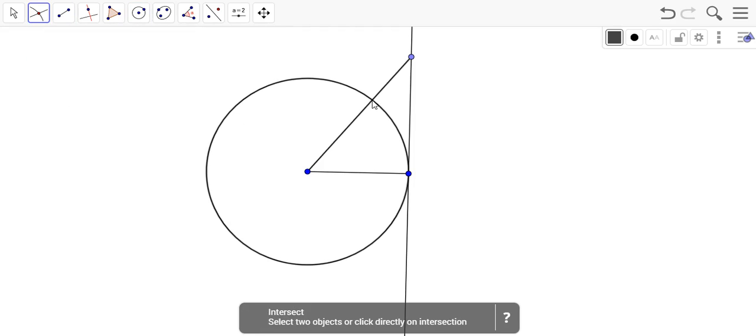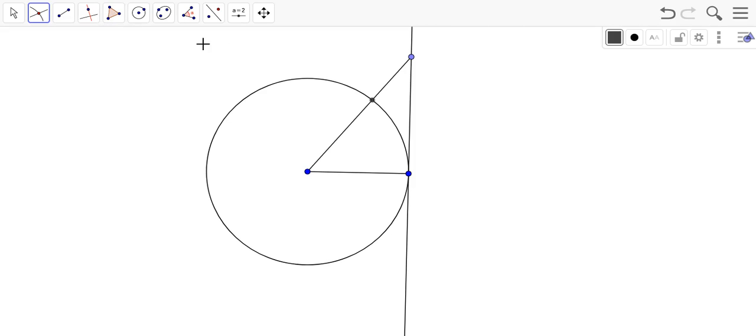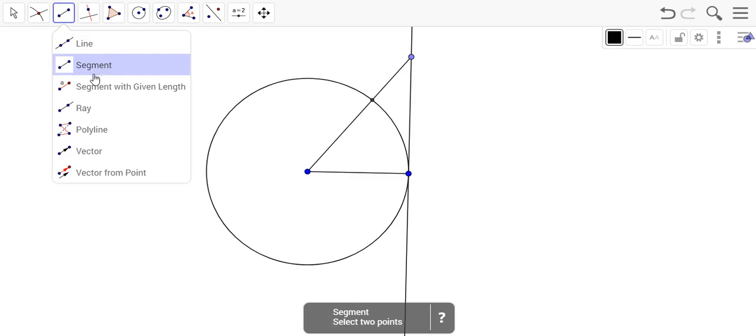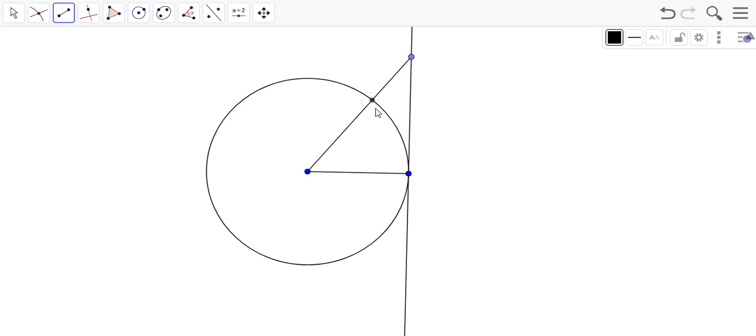Intersect. Right there. And what we're also going to do is form another radius, or not a radius, this time it's a chord, from this point of intersection to this point of tangency. So we'll create another segment. In this case it's a chord. There we go.